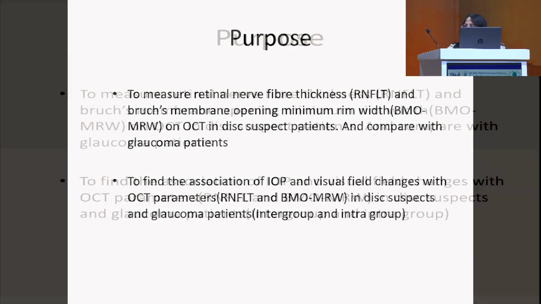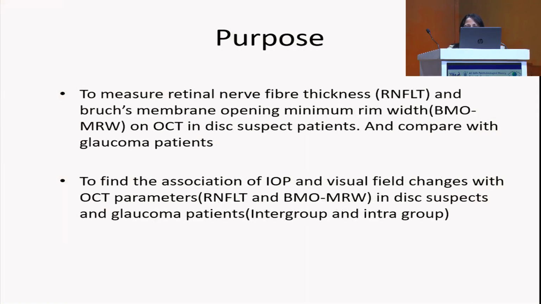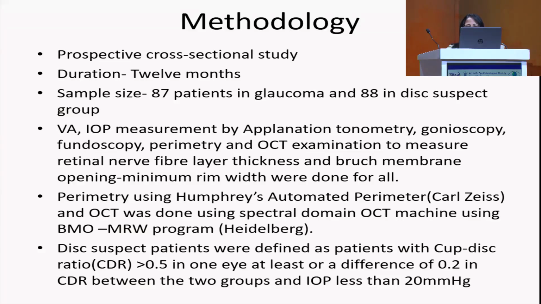The purpose of our study was to measure the retinal nerve fiber layer thickness and Bruch's membrane opening minimum rim width on OCT in glaucoma suspect patients and then compare it with glaucoma patients. And also to find out the association of intraocular pressure and visual field changes with these OCT parameters. It was a prospective study conducted over 12 months. We took 87 patients in the glaucoma group and 88 in the glaucoma suspect group.